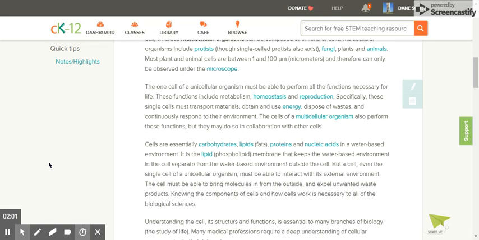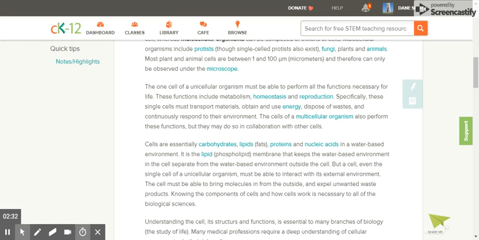Cells are essentially carbohydrates, lipids, fats, proteins, and nucleic acids in a water-based environment. It is the phospholipid membrane that keeps the water-based environment in the cell separate from the water-based environment outside the cell. It's kind of fancy terminology, but basically the lipids, which are fats, don't like water, or are afraid of water, hydrophobic, and they separate the inside of the cell from the outside of the cell.